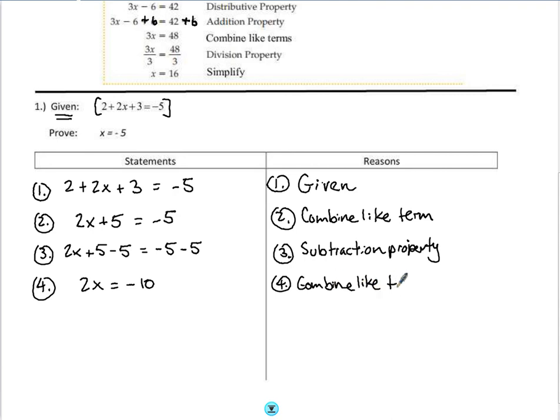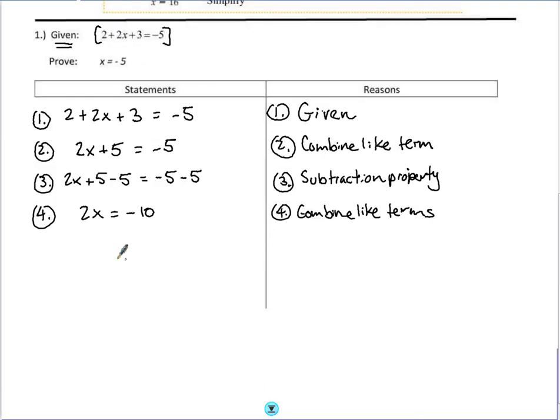And then let's look at step 5. What I'm going to do is get rid of that 2. I want x by itself. I want x is equal to negative 5. So now I'm going to divide both sides by 2. And that was the division property.